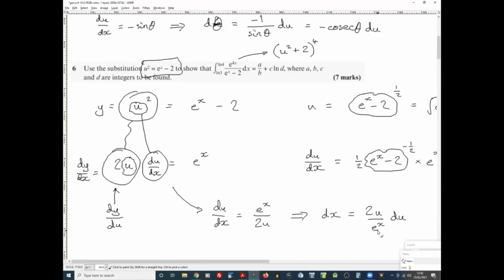Right. Which is interesting. It looks as though that e to the x is going to be cancelling one of these. So that's going to be power 3 rather than 4. Okay. Also, we still haven't done the limits.